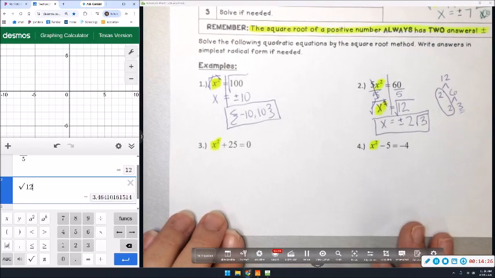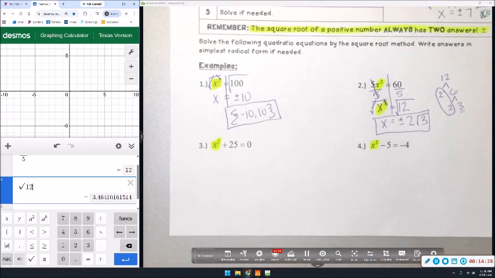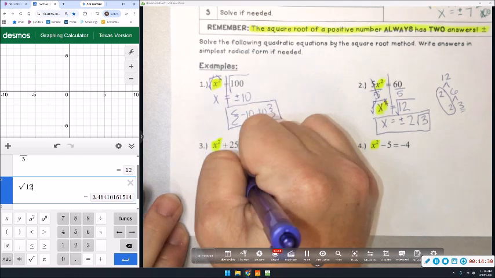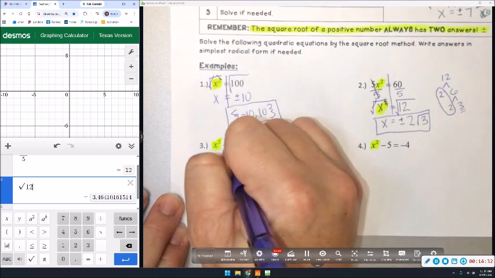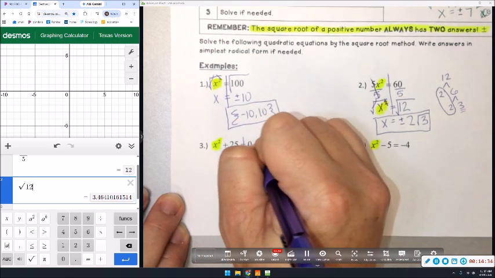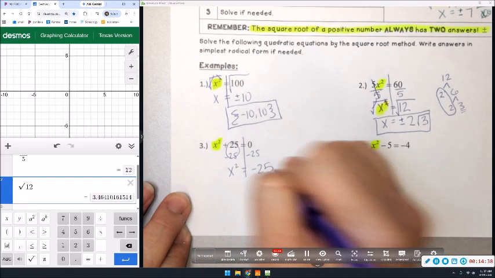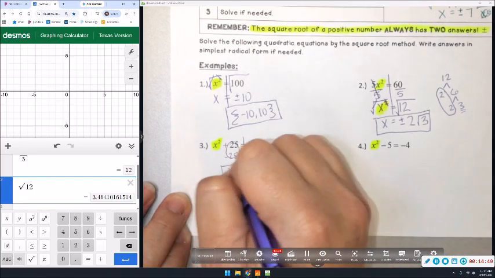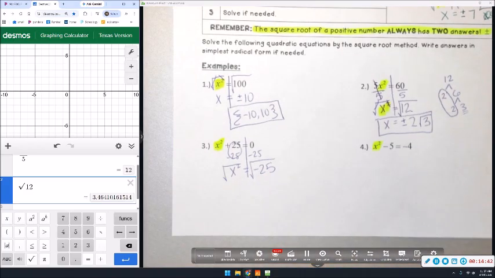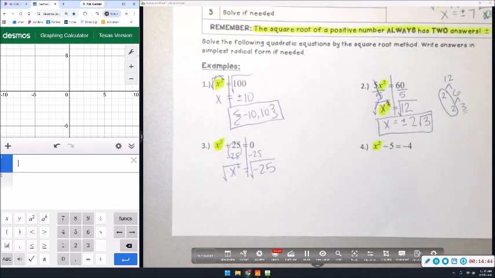Okay, here is my square alone. No, what do I need to move? So I'm going to do minus 25 on both sides. And I get x squared equals negative 25. Now what? Square root both sides. And we always check it in our calculator. So square root of negative 25, what does it say?